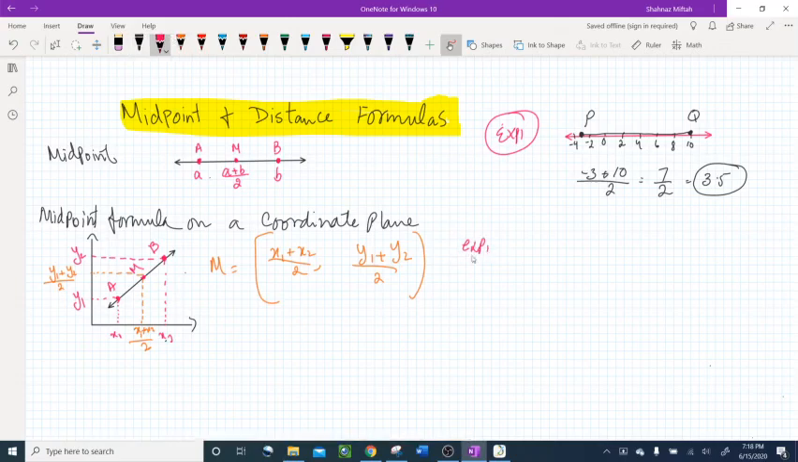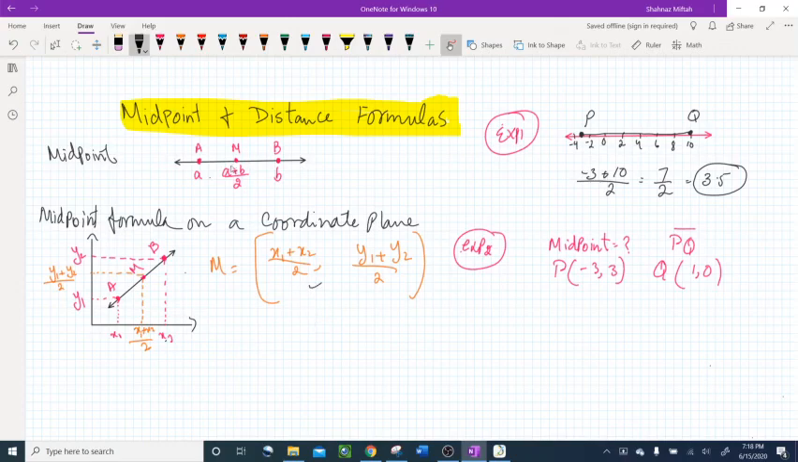Okay, let's do an example on the coordinate plane, example number 2. In this case, the question is asking, find the midpoint of the segment PQ. P coordinates are -3 and 3. Q coordinates are 1 and 0. If you pay attention, I have two ordered pairs, x and y and x and y. If that's the case, then I'm using the coordinate plane midpoint formula, which is that one.